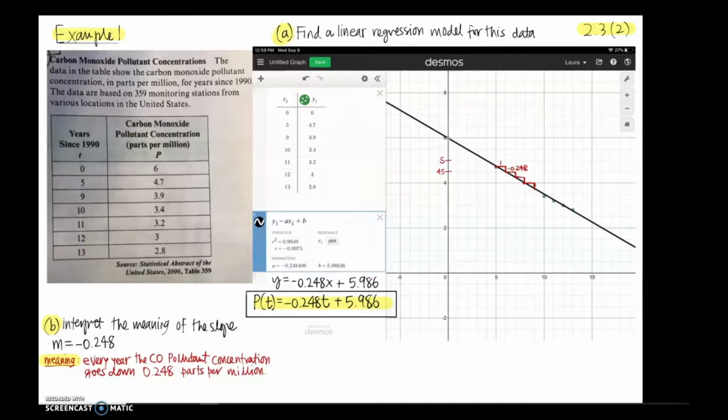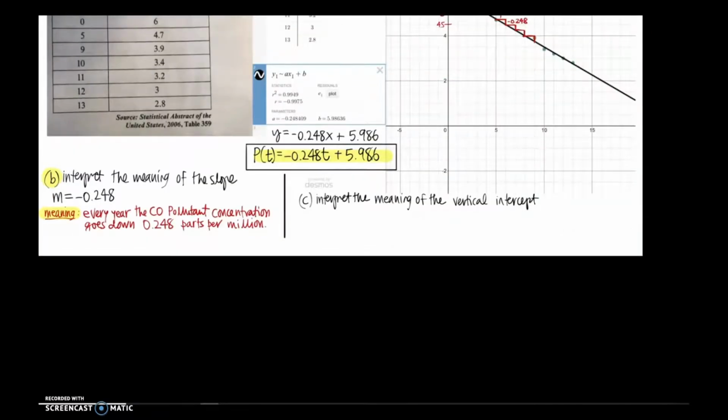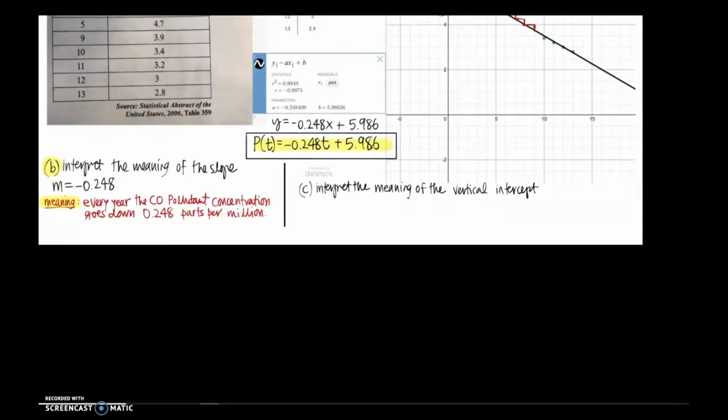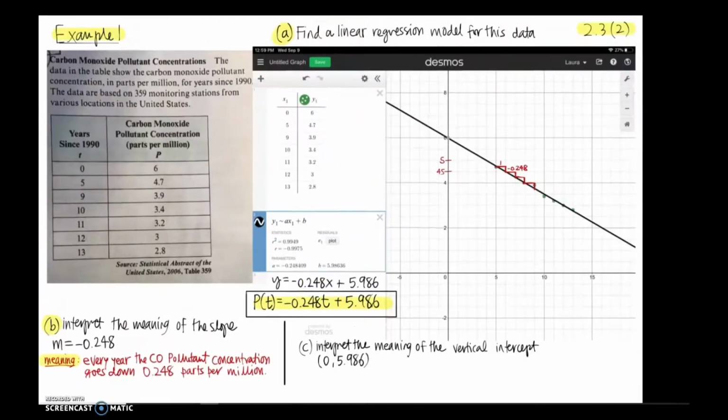Okay, the next thing we're going to look at is what does this number here mean? So we're asked to interpret the meaning of the vertical intercept, and the vertical intercept will be 5.986. And so let's think about what that means. Well, this means that in year 0 or in 1990, the concentration is going to be 5.986 parts per million. So this is interesting.